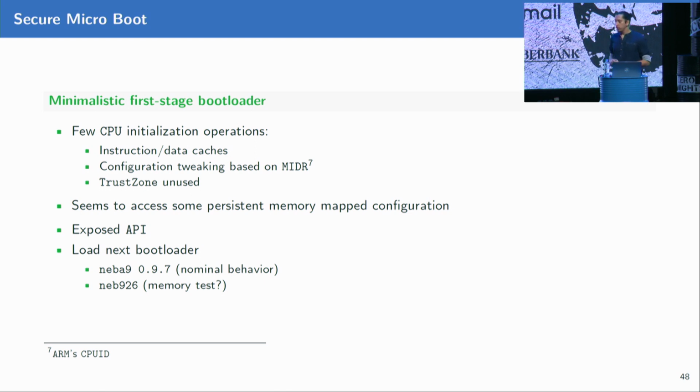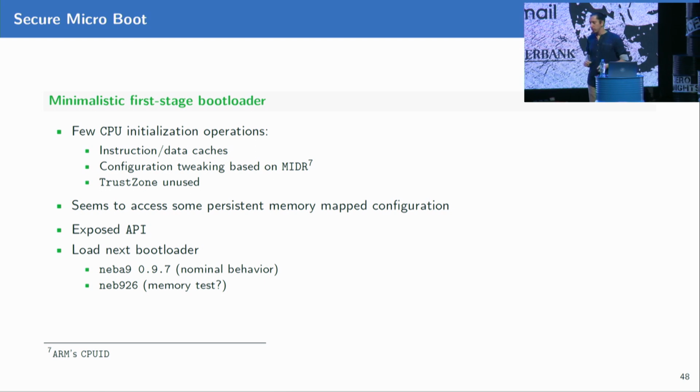Now, Secure Microboot is a minimalistic first stage bootloader. It does very few things, few CPU initializations. It seems to access some kind of persistent memory with some configuration information. Speaking about the processor, it's an ARM, but it doesn't use TrustZone at all. An interesting point is that this first stage bootloader actually exposes quite a large API, something like 60 functions, and it will then load the second stage bootloader, which is Neba 9 in the nominal behavior.